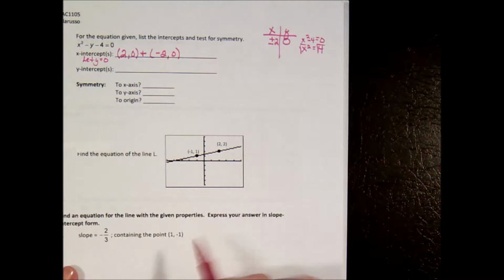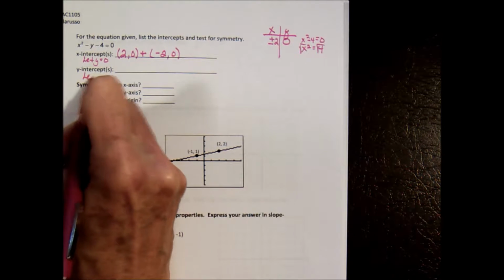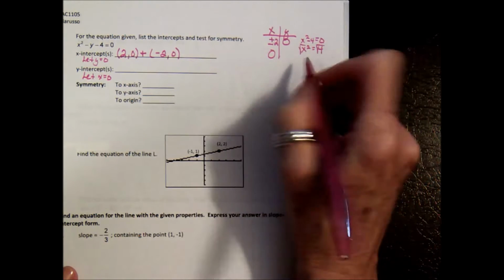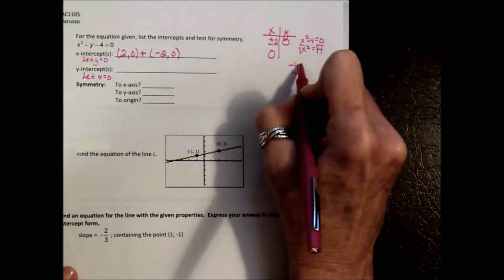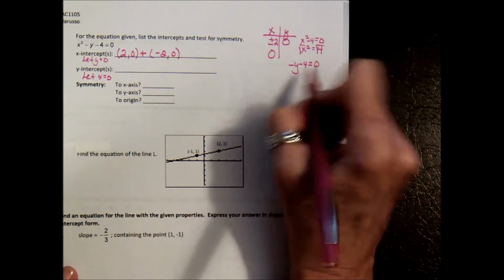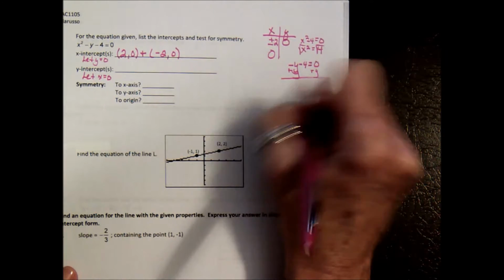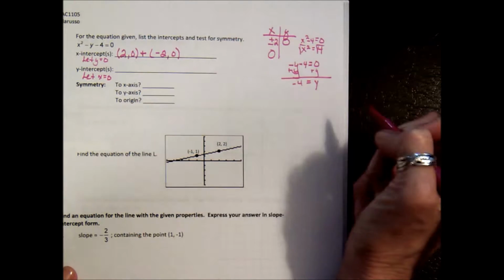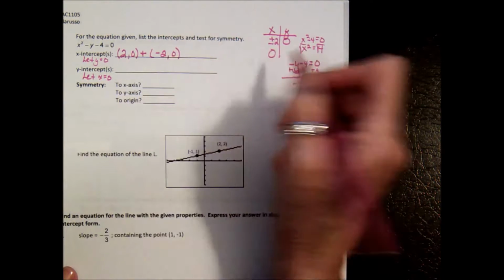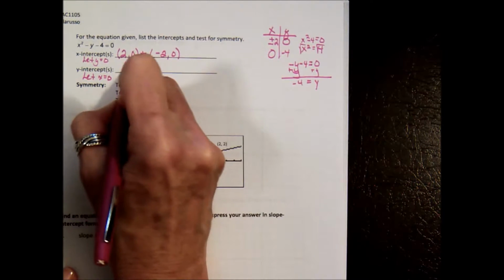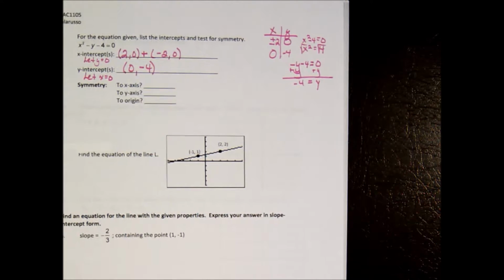Those are the intercepts. For the y-intercept, you let x equal 0. So that would give me, with x being 0, 0 minus y minus 4 equals 0. If I add a y to both sides, I get y equals negative 4. So I can put my negative 4 right here, and my y-intercept is the point 0, negative 4. So this is not different than what you have done in prior courses for finding intercepts. Now, let's look at symmetry.